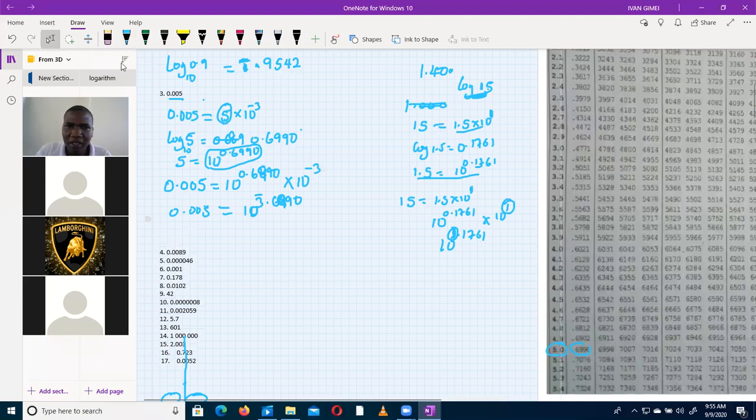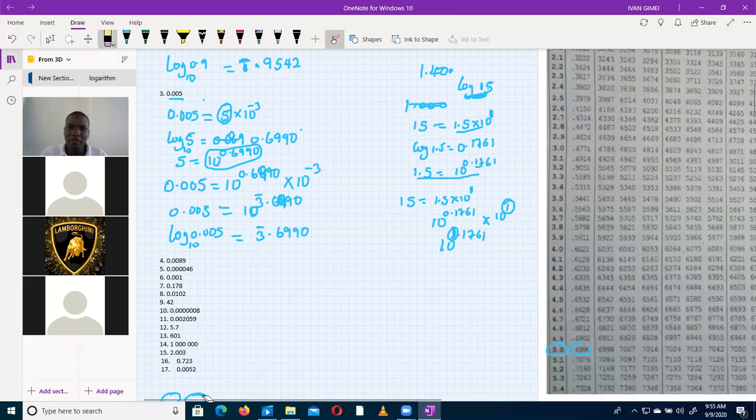We shall say, of course, when you write this in logarithm form, we shall simply say the logarithm of 0.005 to base 10 is equivalent to 3 bar 0.6990. That's how we find the answer. Is that clear now? Yes, teacher.